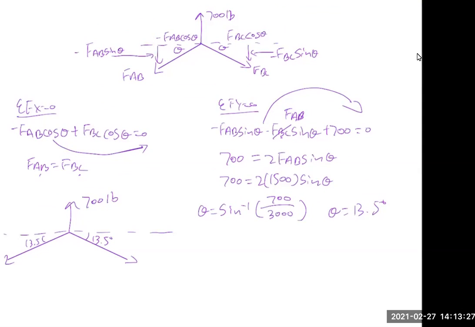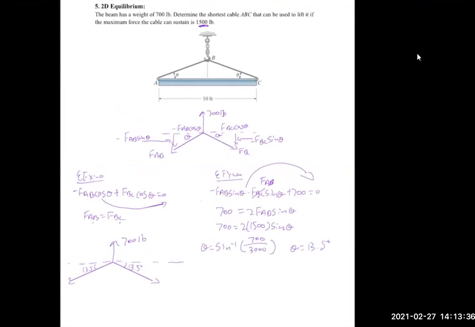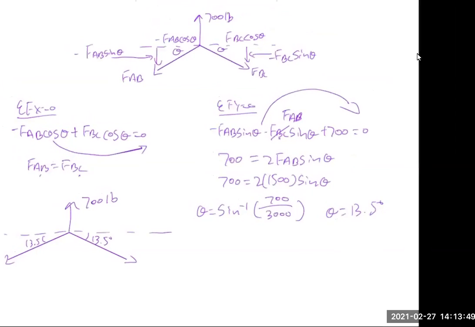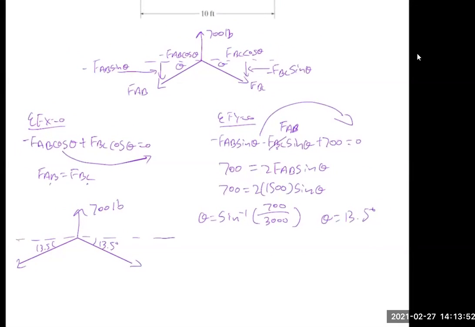Okay, so you know what? Yeah, okay, this is fine. So it asks us for the shortest distance that cable ABC can be used to lift the beam. Okay, shortest distance. So it asks to find how much the value is for this line and this line. What we can do is that we know that this line right here is going to be 10 feet, right? This will be equal to 10 feet.